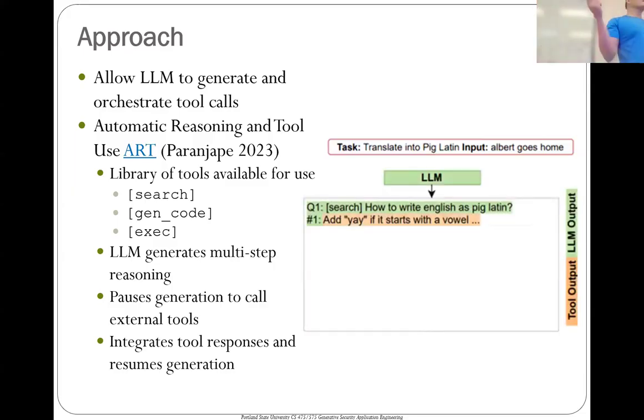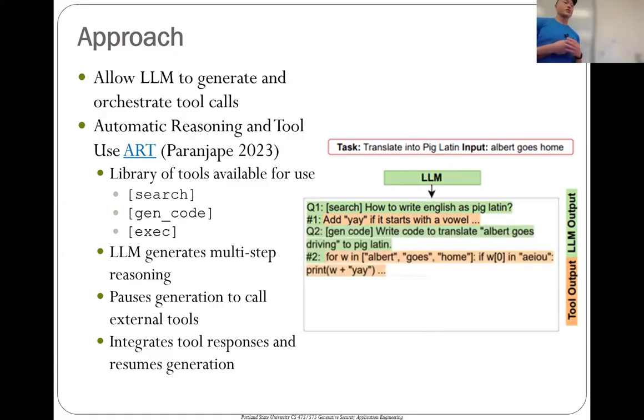And so it has no idea how to translate Pig Latin. So it does a search. How do you write English as Pig Latin? And then the response comes back. You add yay if it starts with a vowel. You switch the letters if it begins with a consonant, and then add ay at the end of that. And so then it writes code. It says, okay, I need to now generate the Python code that can translate Albert goes home into Pig Latin.